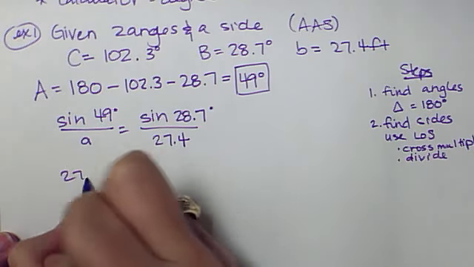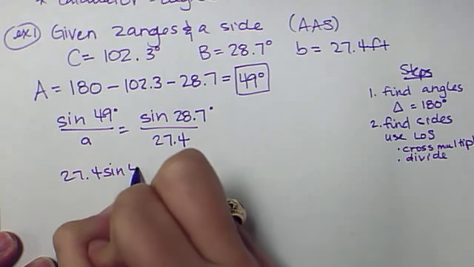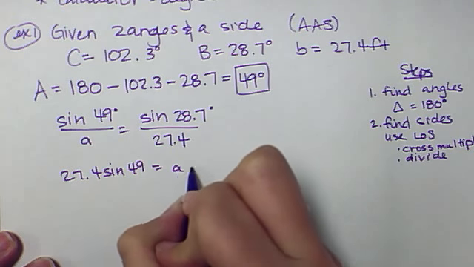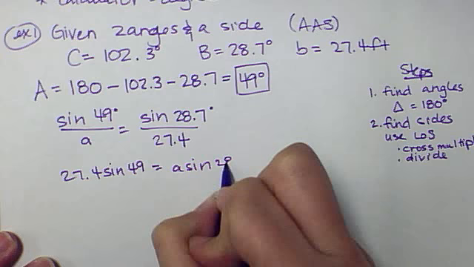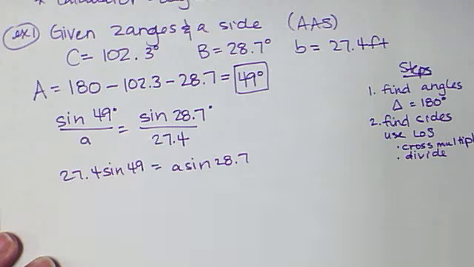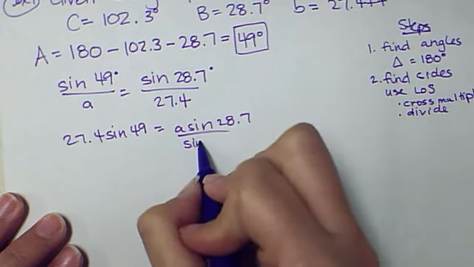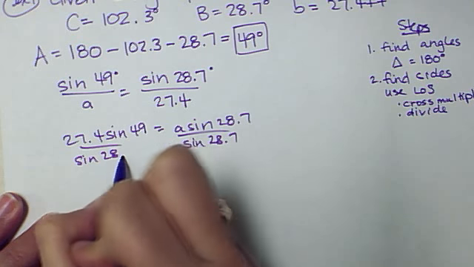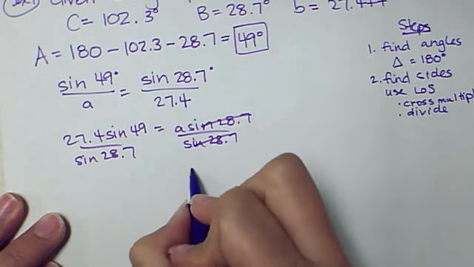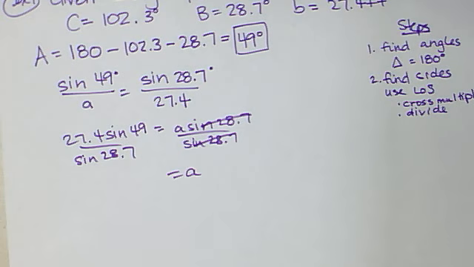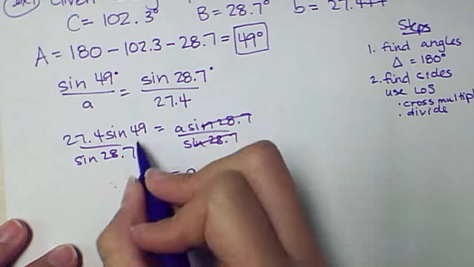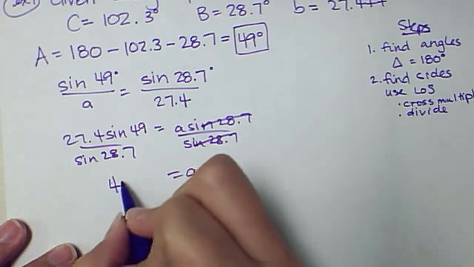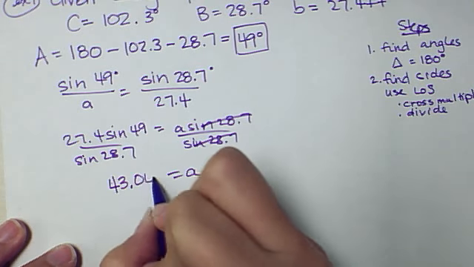So I have 27.4 times the sine of 49 degrees equals A times the sine of 28.7. That's the cross multiply. Now I'm going to divide both sides by the sine of 28.7. And side A would be equal to, just plug that into your calculator, make sure you're in degrees, 43.06 feet.